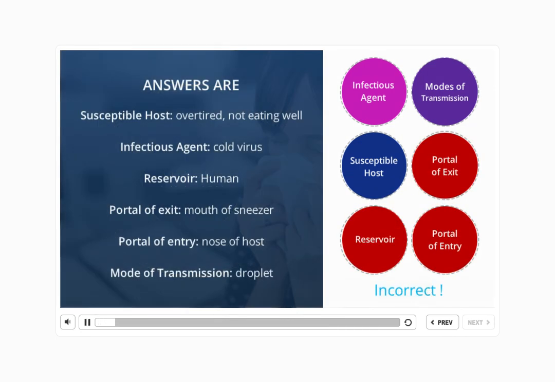That's incorrect. Answers are: susceptible host is being overtired, not eating well. Infectious agent is the cold virus. Reservoir is a human. Portal of exit is the mouth of the sneezer. Portal of entry is the nose of the host.